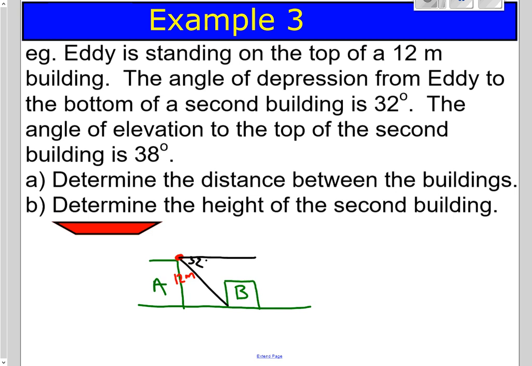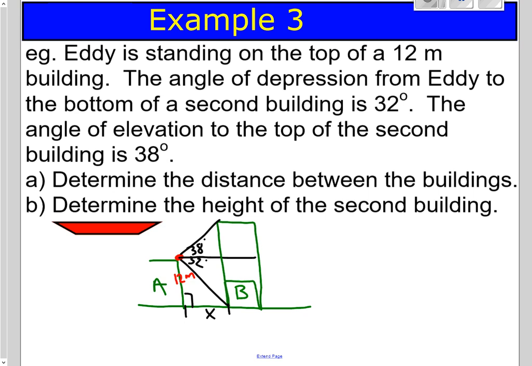The angle of elevation to the top of the second building, whoops, I drew this one wrong because it's Eddie and it's an angle of elevation. So that means building B must look something like that. So the angle to the top of the building is 38 degrees because he looked up. That means that building must be higher if he's looking up. Okay, determine the distance between the two buildings. So what I'm looking for is my distance between A and B, which is right there.